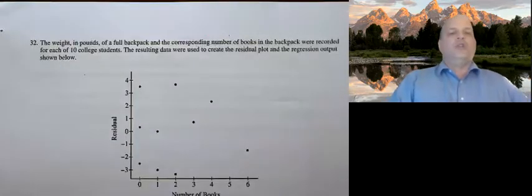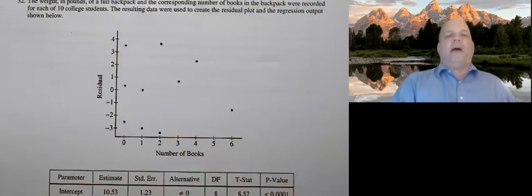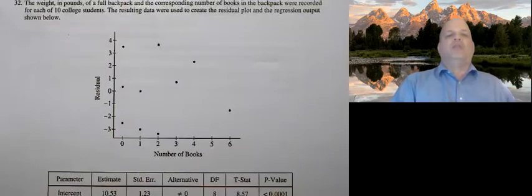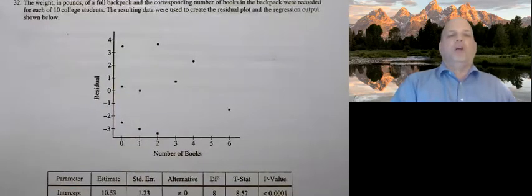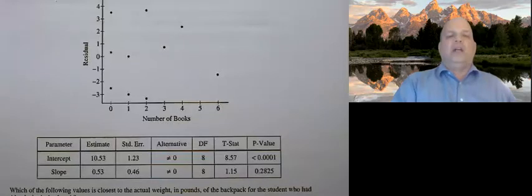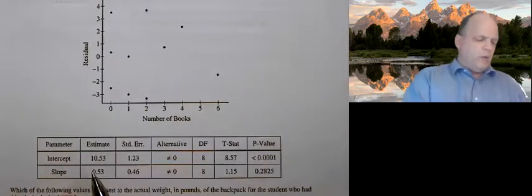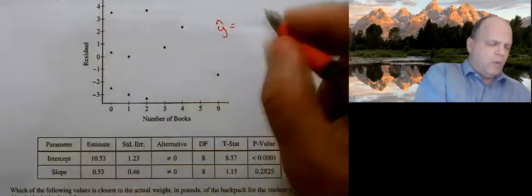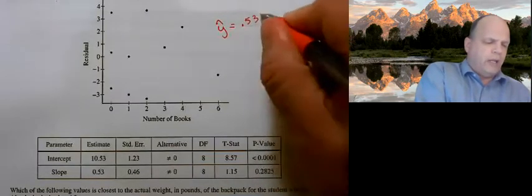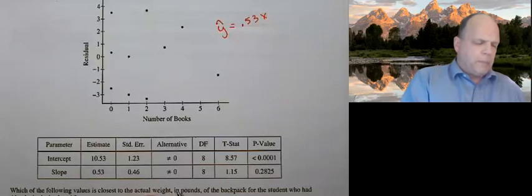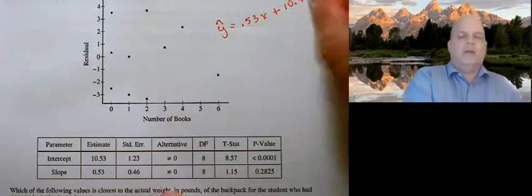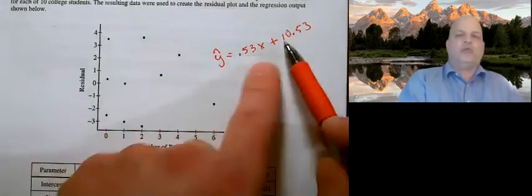All right, 32. The weight in pounds of a full backpack and the corresponding number of books in the backpack were recorded for each of 10 college students. The resulting data were used to create the residual plot and the regression output shown below. So here we go. I'm going to go ahead and write my regression equation. We ended up with y hat equals 0.53x plus 10.53. More correctly, I probably should swap them, but that's fine.